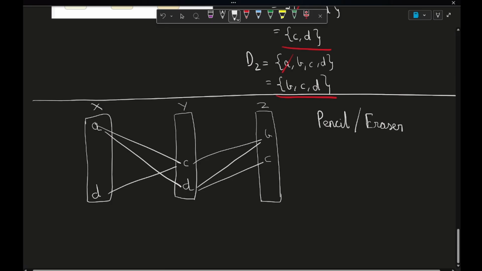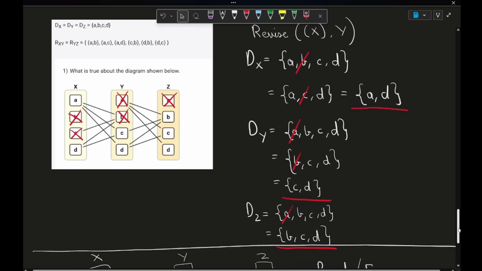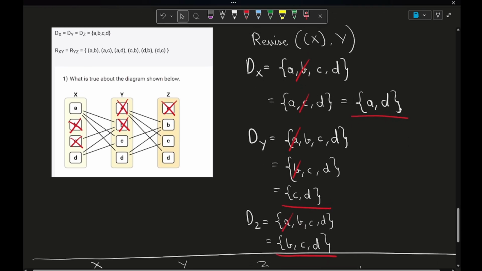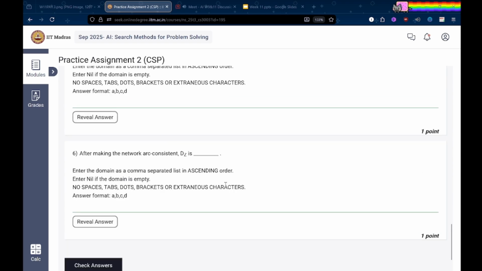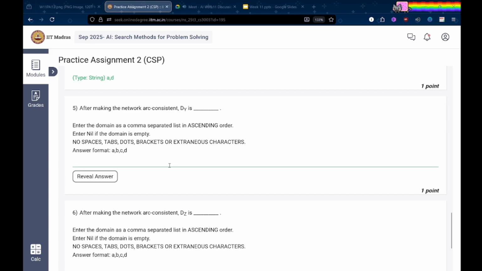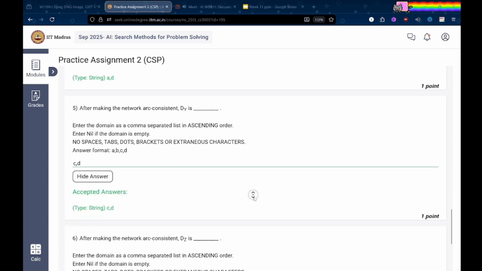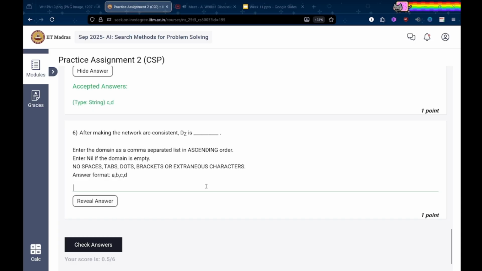That's why I was trying to see whether it's possible with the set notation, but I think it's just too recursive and confusing with sets. Of course you can track the steps, but otherwise you might miss something. That's the problem. So after making R consistent, it is A and D here. Dy is C and D, and dz is B and C.